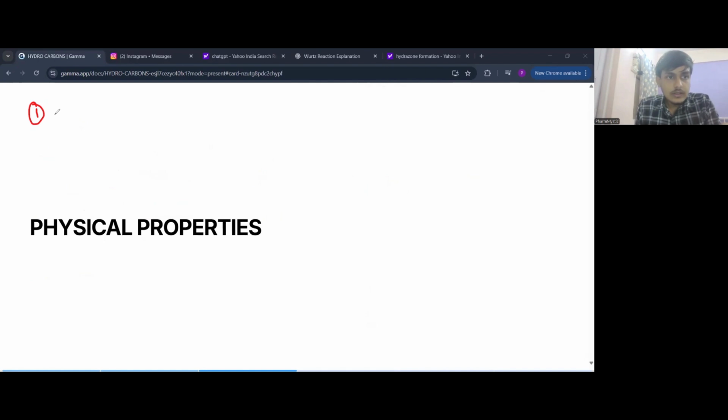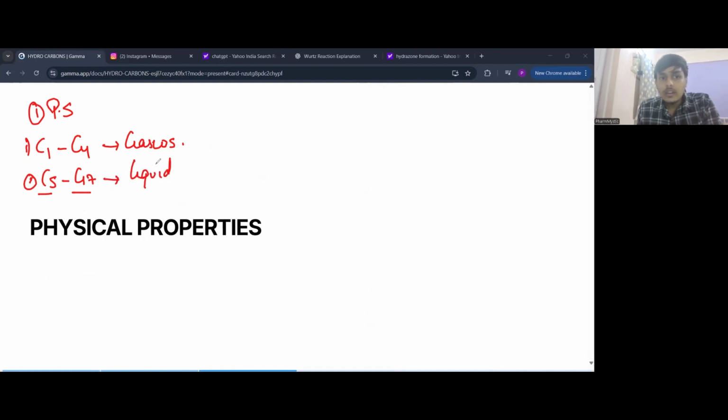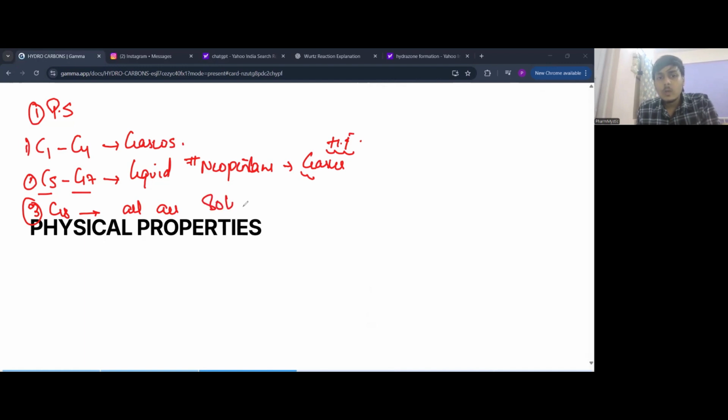Now let's move towards the physical properties of the alkanes. Let's start with the physical state. From carbon 1 to carbon 4, that is from methane to butane, all are gaseous in nature. Second, from carbon 5 to carbon 17, that is from pentane to heptadecane, all are liquid in nature except neopentane. It is gaseous in nature, which is highly flammable. Remember this. Above carbon 18, all are in a solid, wax-like state.